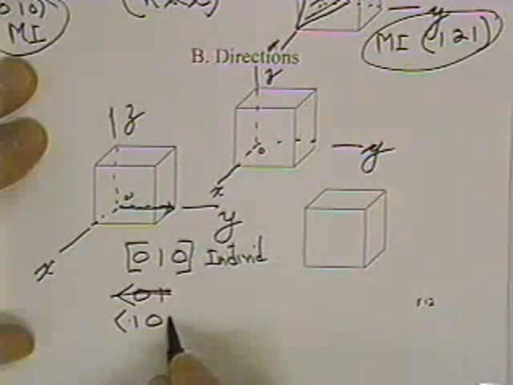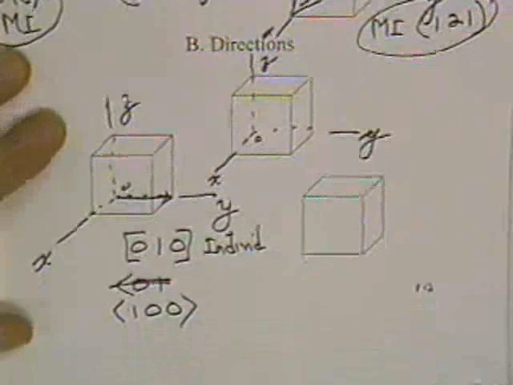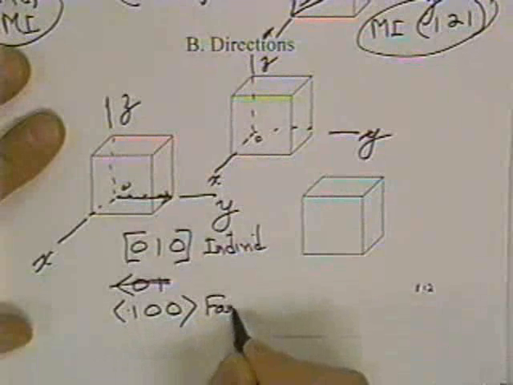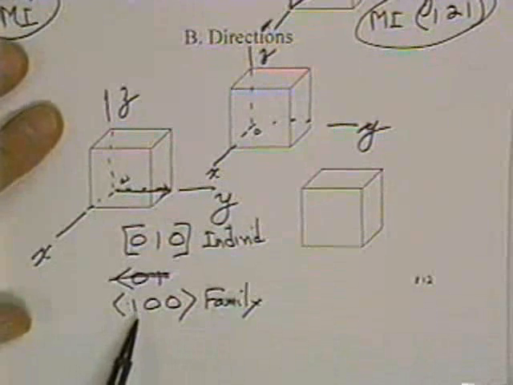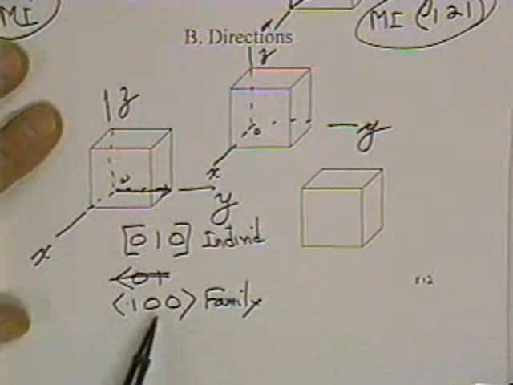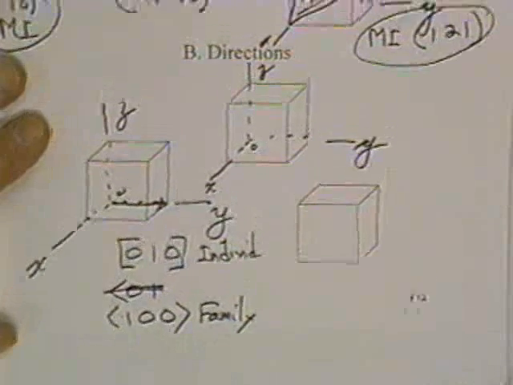Generally, you write the family as 1, 0, 0, and that would correspond to a family of directions, meaning all directions of this type: 1, 0, 0, 0, 1, 0, 0, 0, 1, bar 1, 0, 0, etc.